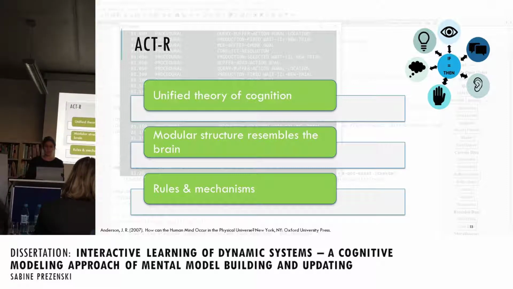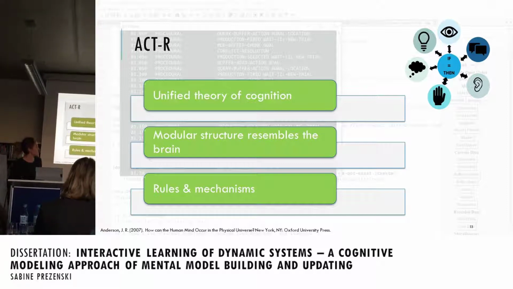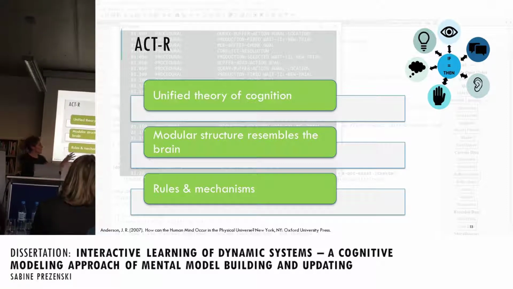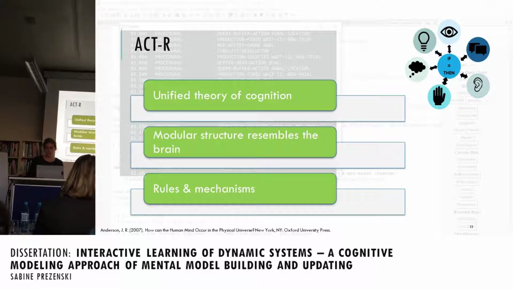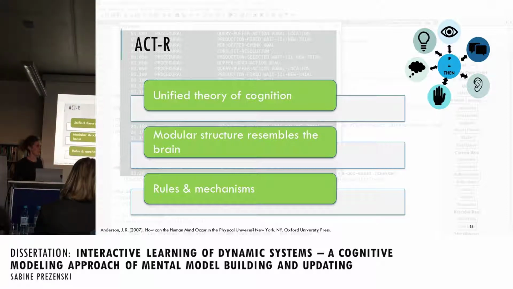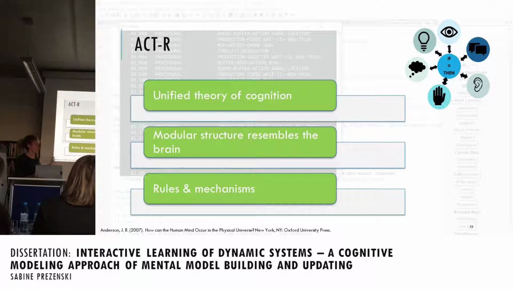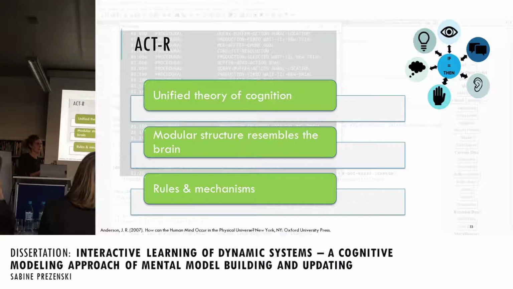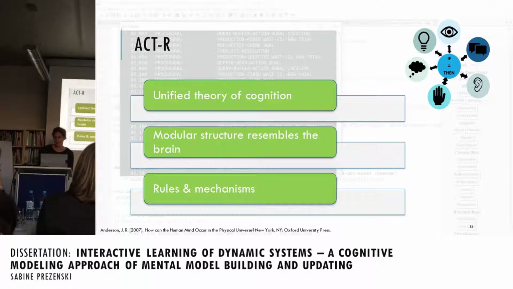And ACT-R works by using rules and mechanisms. The rules specify which information and which modules are active and how this information is then changed. And the mechanisms also control how the model runs. So now I hope I could show you that ACT-R is the architecture that we should use when we try to model mental model building and updating for dynamic systems.